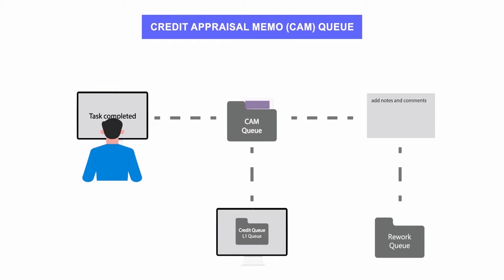As we have seen, once all the tasks in ADE are completed, the application moves to the CAM queue. In the CAM queue, the CAM document is generated. In case of any corrections or amendments required, CAM users have the facility to add notes and comments and send the application for rework query. If there are no changes in the CAM report, the application will move to the credit queue, that is the L1 queue.